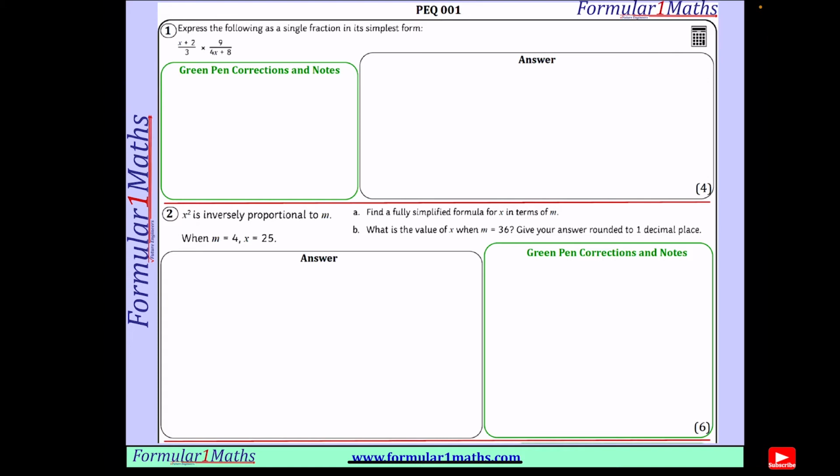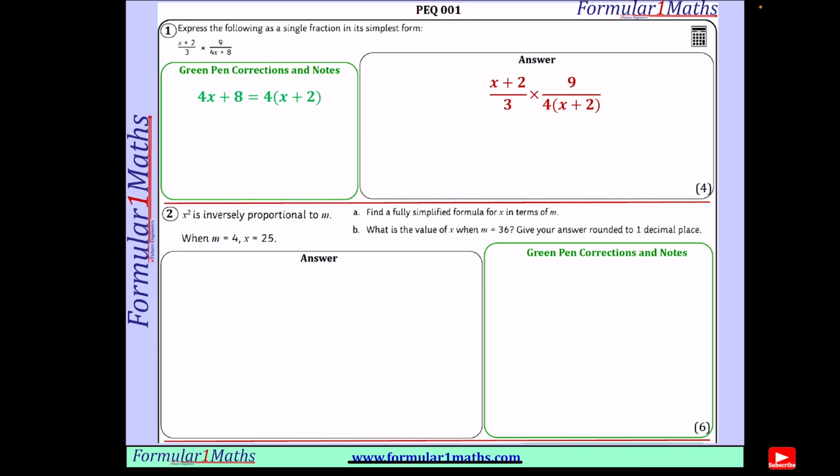We are going to solve 3 questions. So let's get started. Question 1. Express the following as a single fraction in its simplest form. We start by factorizing this denominator here to get this. Then we rewrite the whole question with the factorized denominator to obtain this.